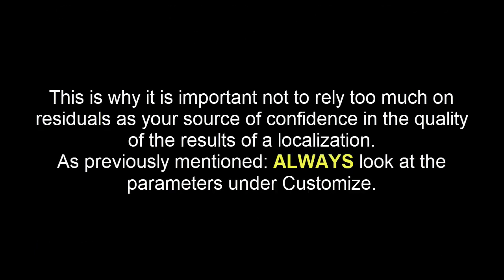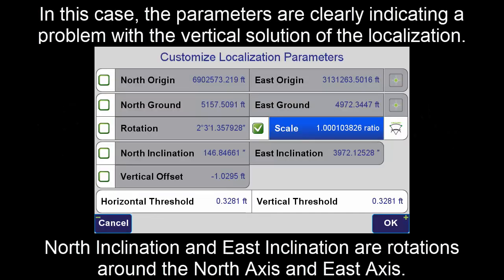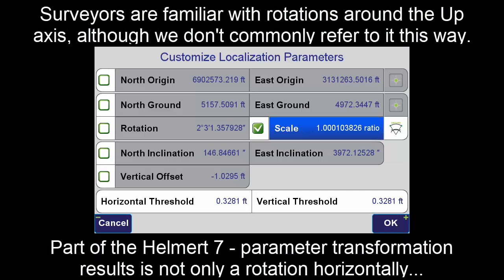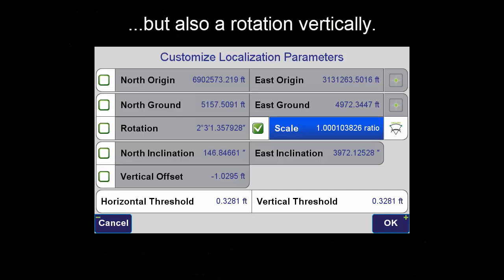This is why it is important not to rely too much on residuals as your source of confidence in the quality of the results of a localization. As previously mentioned, always look at the parameters under Customize. In this case, the parameters are clearly indicating a problem with the vertical solution of the localization. North inclination and east inclination are rotations around the north axis and east axis. Surveyors are familiar with rotations around the up axis, although we don't commonly refer to it this way. Part of the Helmert 7-parameter transformation results is not only a rotation horizontally, but also a rotation vertically.